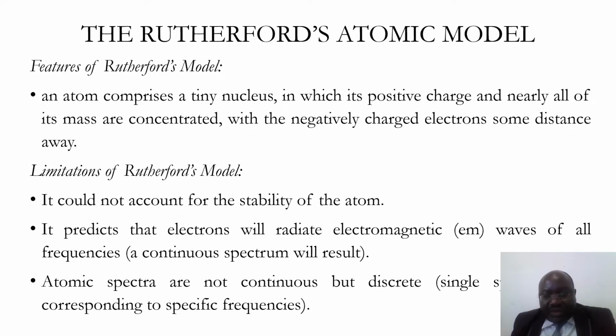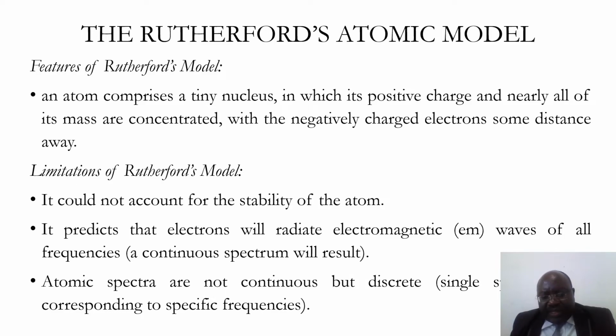When it comes to the other scientists whose work we want to appreciate, there is Rutherford. The Rutherford atomic model. The features of the Rutherford atomic model are: an atom comprises a tiny nucleus in which its positive charge and nearly all its mass are concentrated, with the negatively charged electrons some distance away. This model had limitations. The limitations of Rutherford's model: one, it could not account for the stability of the atom.